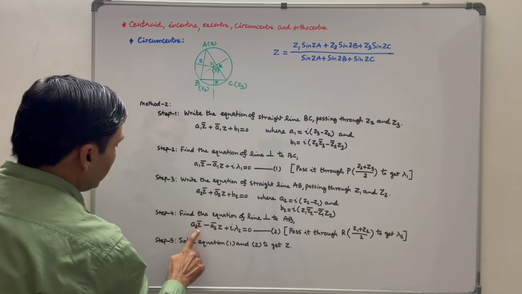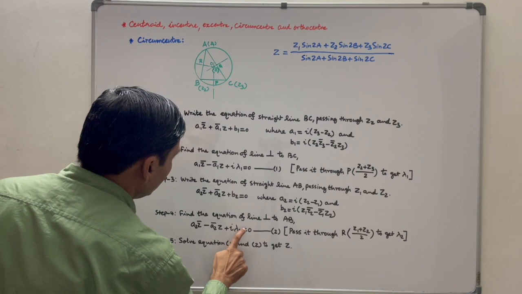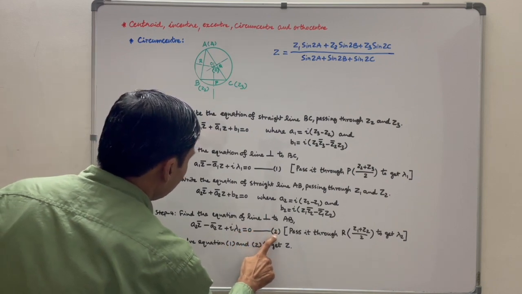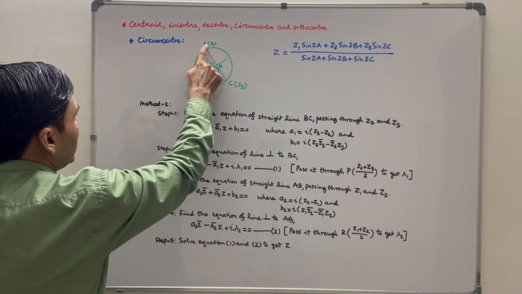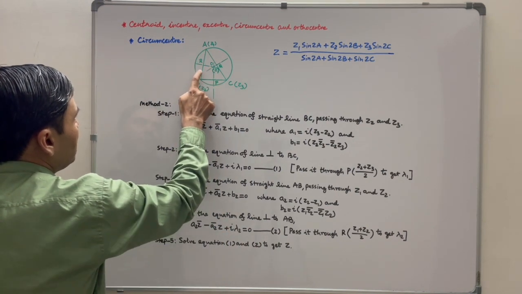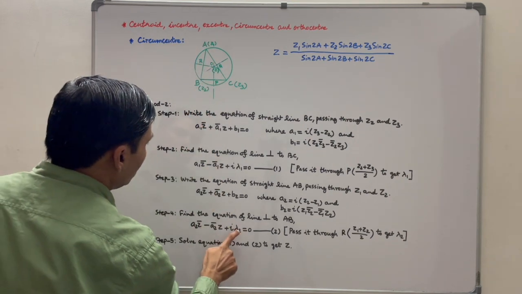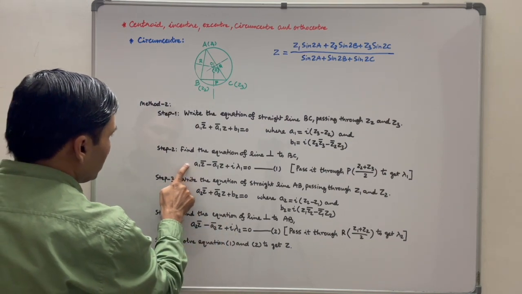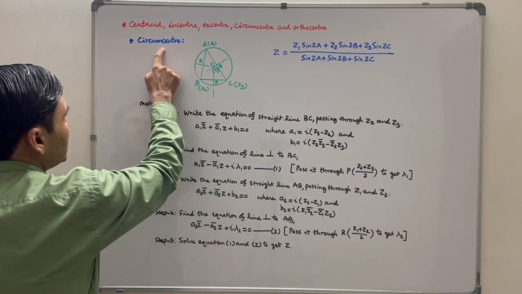And it is given by A2 Z bar minus A2 bar Z plus i lambda 2 is equal to 0. Suppose this is equation number 2. We will pass this line through point R, which is the midpoint of AB, and it is given by (Z1 plus Z2) by 2. We will get the value of lambda 2. Finally, we will solve equation number 1 and 2 to get Z, which will be the circumcenter.